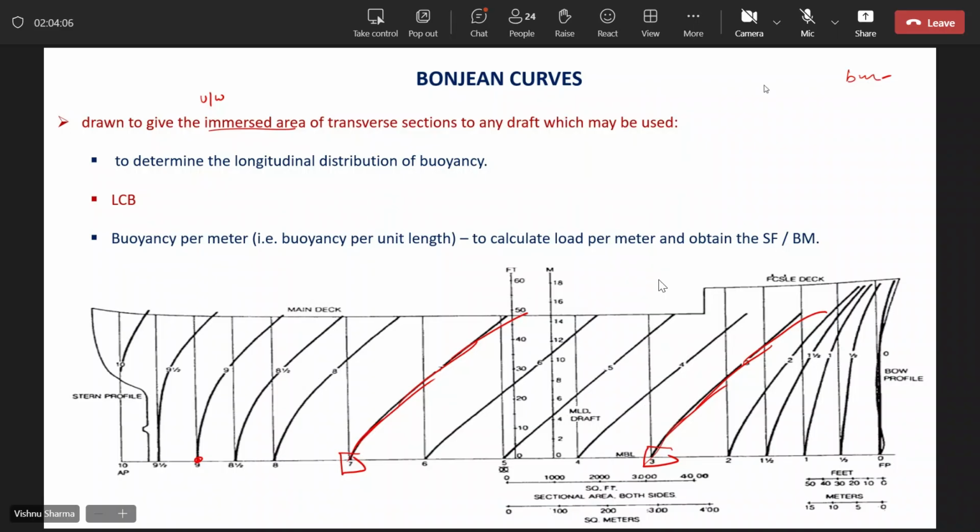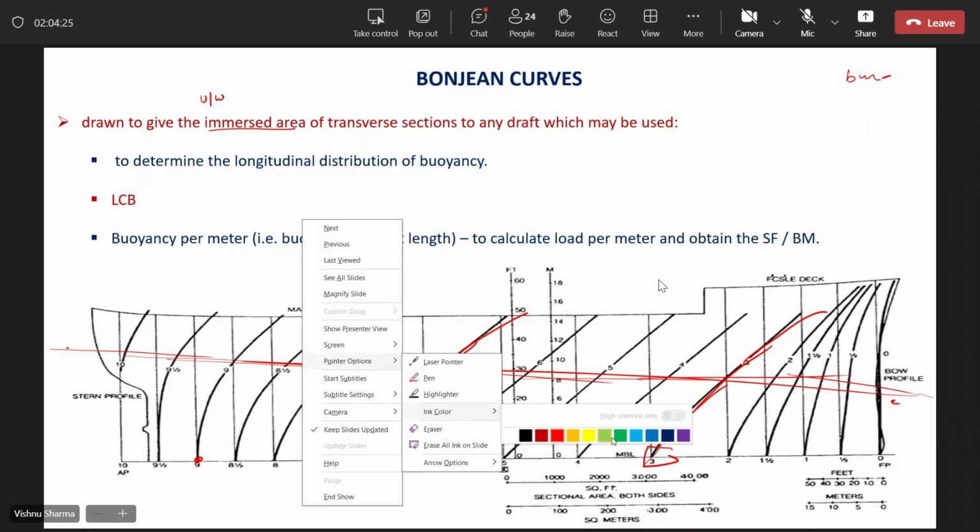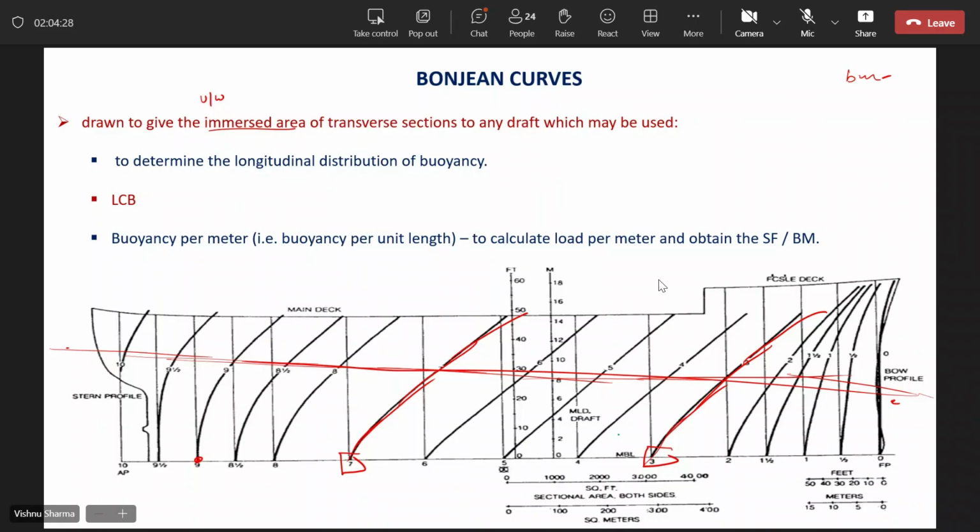Now, how will you get it? On this, you'll plot the draft forward and aft. Suppose the forward draft is so much, aft draft is so much. You'll join them with a straight line. Now, I want to know at station 7, what is the underwater cross-sectional area? This is station 7, this line. Where is the water line cutting the curve for station 7?